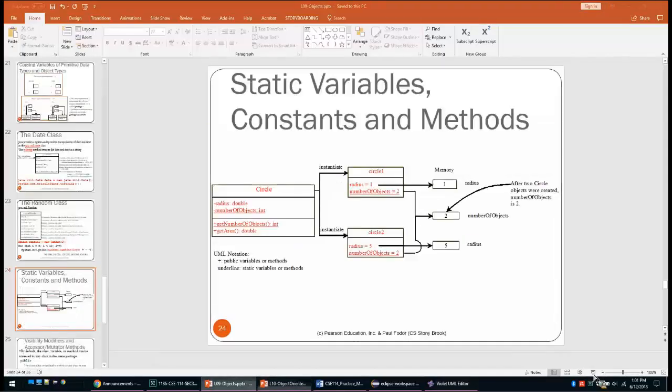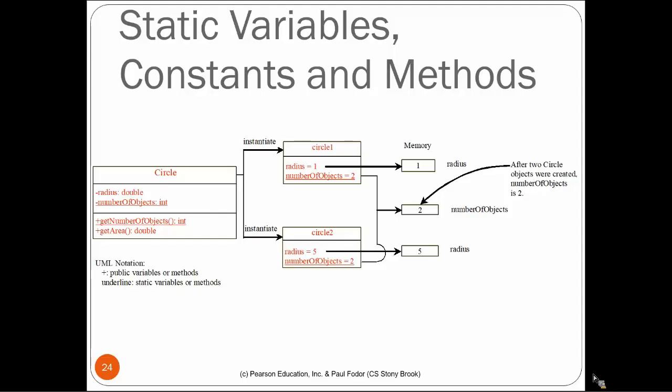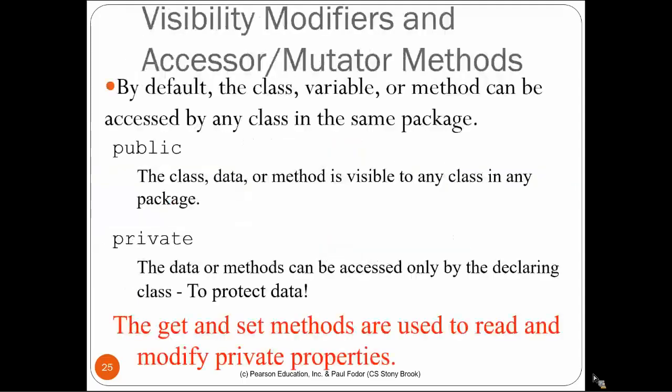Okay, great. So we learned object-oriented programming. By default, the class or methods can be accessed by any class in any package. The public visibility modifier means that the class, data or method is visible in any class in any package. Private means that the data or methods can be accessed only by the declaring class, to protect the data, basically not letting users directly modify the data. And we will use get and set methods to read and modify private properties.